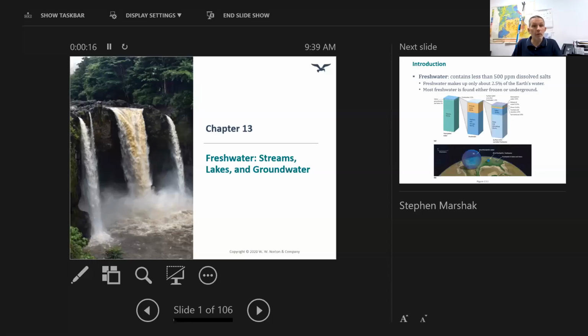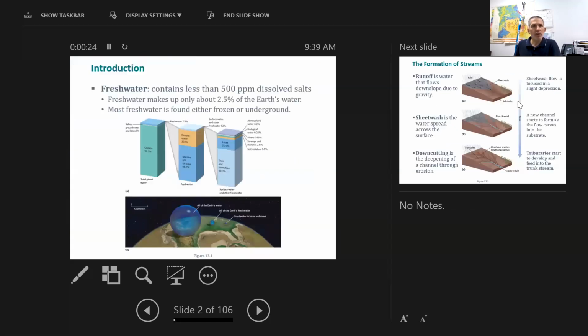All right, so today we're going to be talking about chapter 13, which is looking at freshwater streams, lakes, and groundwater. Now, when we start looking at freshwater, we are saying that this is water that has less than 500 parts per million in dissolved salts.